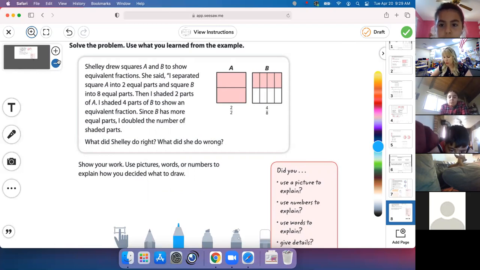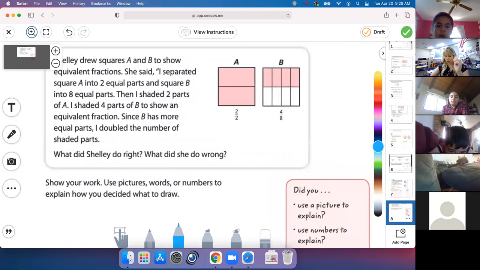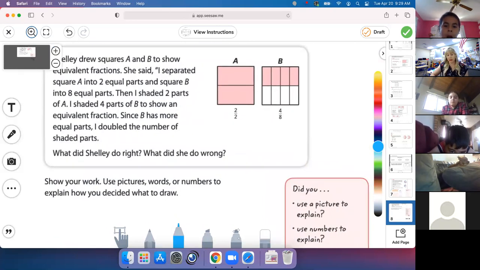What did Shelley do right? And what did she do wrong? So looking at this, I want us to think about it first. Looking at these. What's something she did correctly? What's something she did incorrectly? So think about it for a second. Go ahead, Rodolfo.